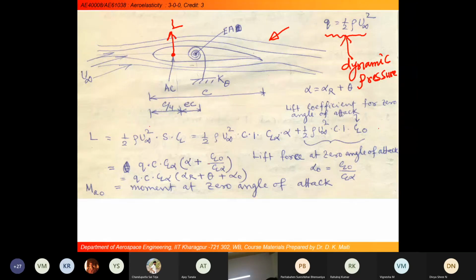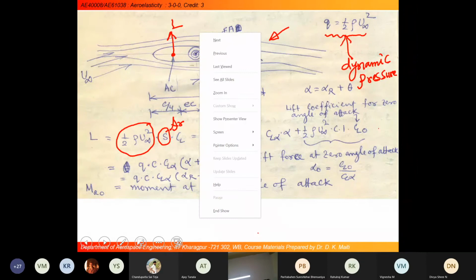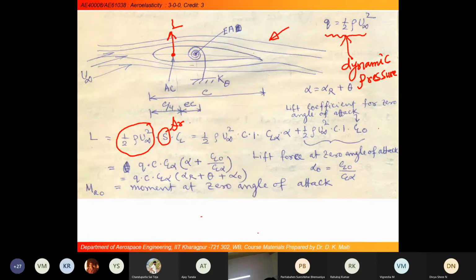Lift will be this dynamic pressure multiplied by the area, and then we will have CL. CL is the lift coefficient. This area is nothing but C into 1, where C is the chord length and 1 is along the span direction. That is the area S. And this is the dynamic pressure Q. And CL alpha into alpha.